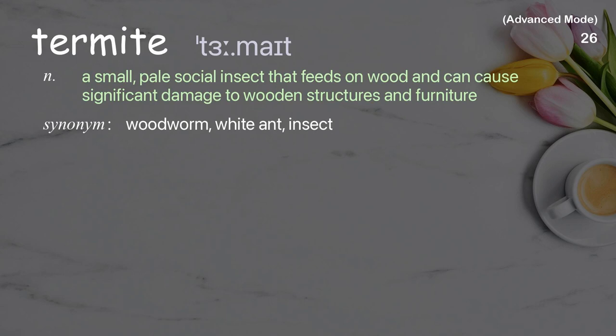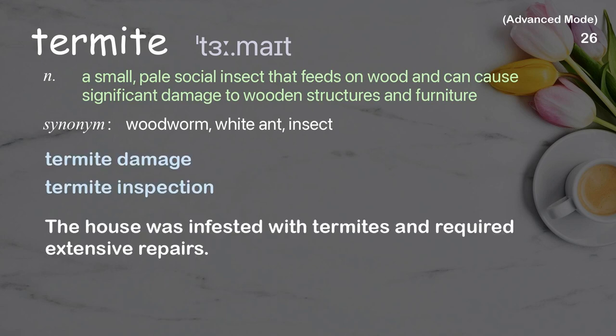Termite. A small, pale social insect that feeds on wood and can cause significant damage to wooden structures and furniture. Examples. Termite damage. Termite inspection. The house was infested with termites and required extensive repairs.